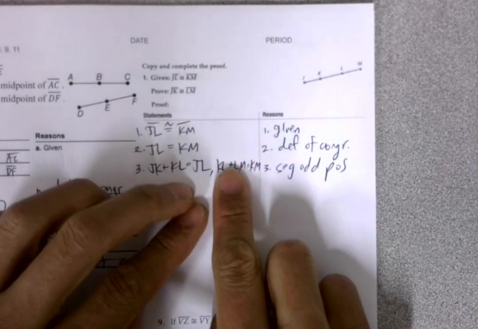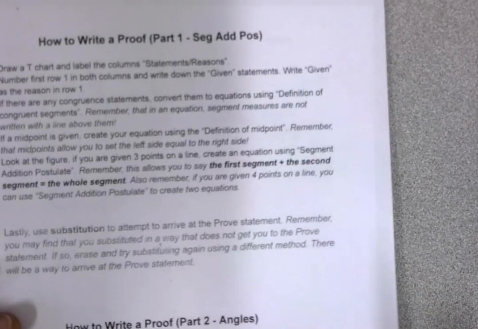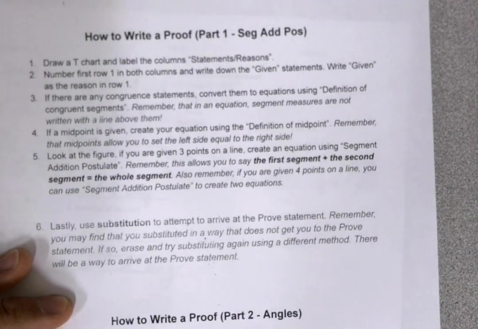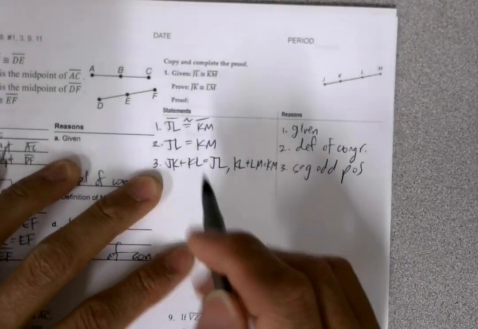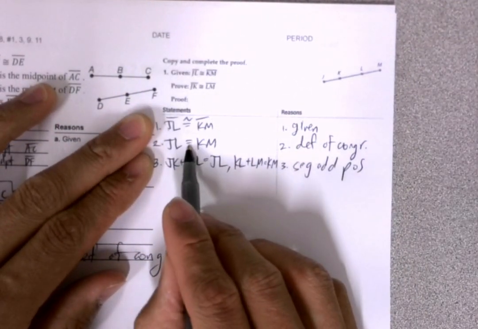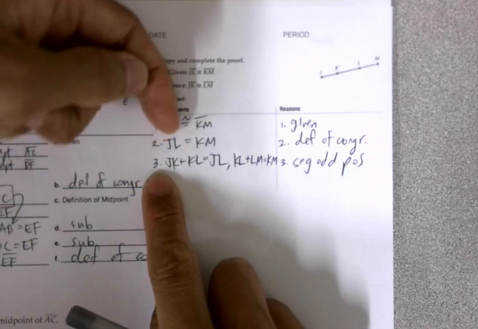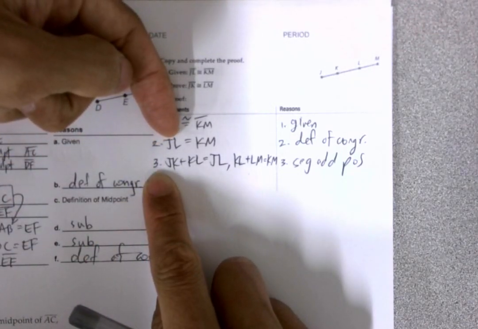Okay, so now we're done. We've used seg-add-pos to create our equations. The last step is substitution to get to the proof statement. So how do we do this? Well, we have 3 equations, 1, 2, and 3. So what can I do?